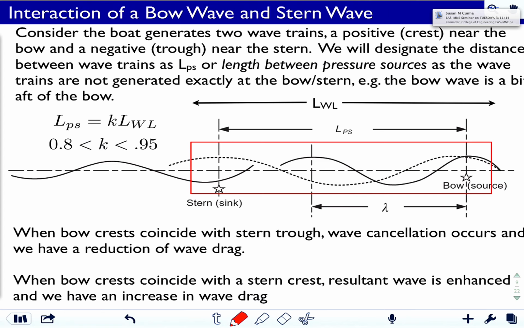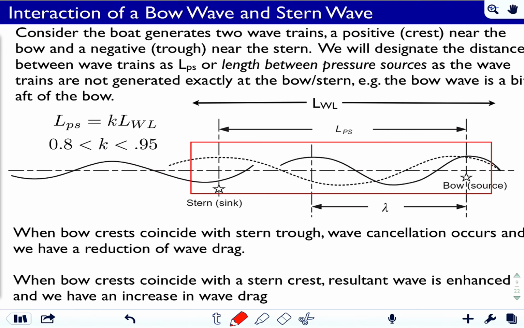Now, the ship is made up of an infinite number of wave trains. Essentially, the boat is sort of an infinite number of pressure sources along the hull, but you can examine the fundamental connection between the Froude number and the oscillations in the wave resistance by just simply looking at two waves, the two dominant waves that the boat produces.